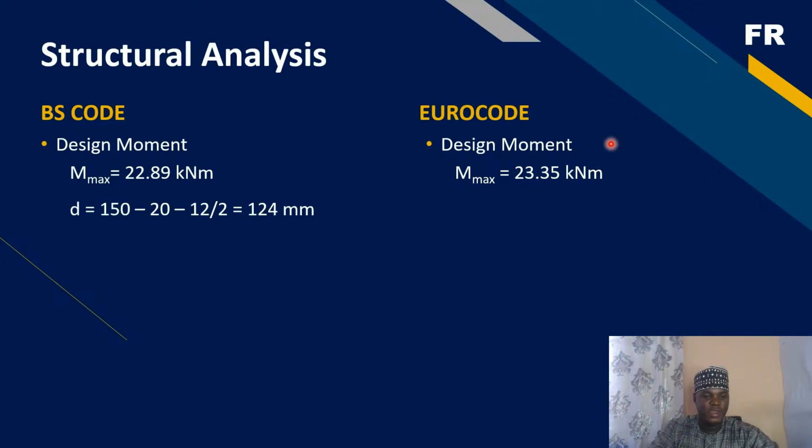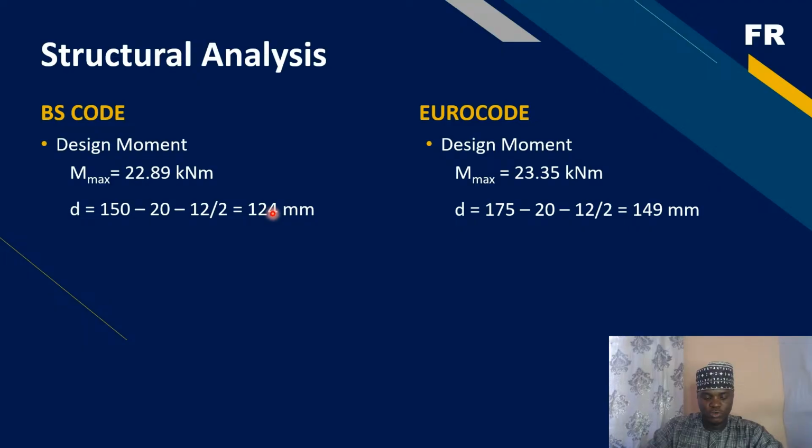From here, we can calculate the effective depth. The effective depth is calculated from the thickness of the slab, 150, minus cover to reinforcement. We allow a cover of 20 mm. Then we assume a bar size of 12 mm, so half of it will give us 124 mm. But for the Eurocode, since you are using a thickness of 175, the d is also going to increase to 149 mm.